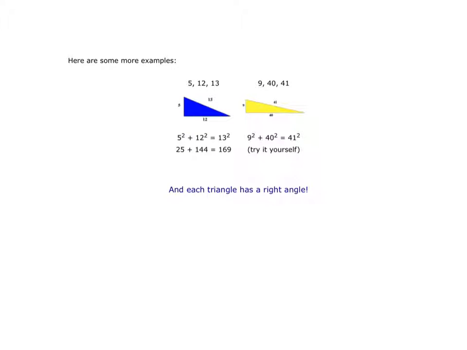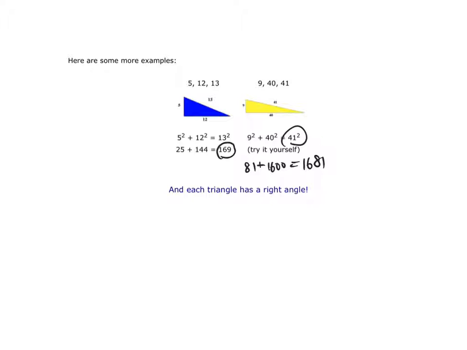Here are some other examples: 5, 12, and 13. 5 squared plus 12 squared is 25 plus 144, which comes out to be 169, and that happens to be 13 squared. And 9 squared plus 40 squared, which is 81 plus 1600, so you should have 1681. If you take the square root of that, that gives you 41.